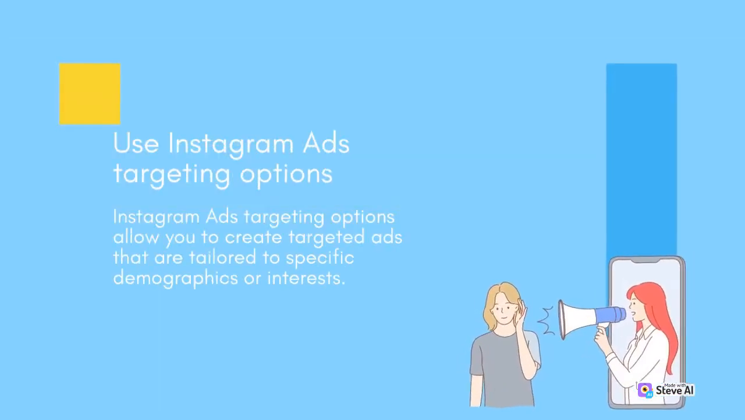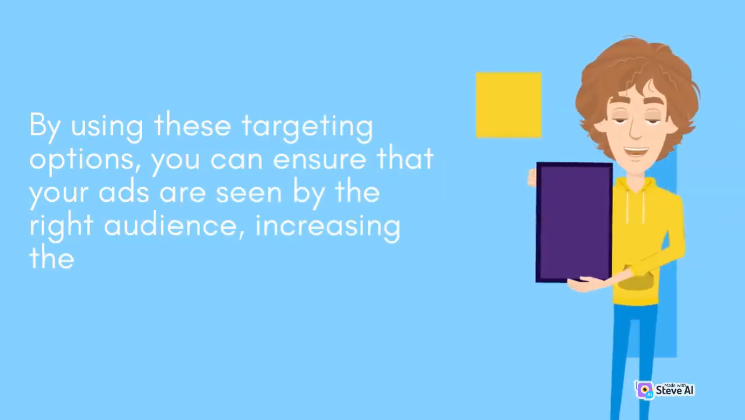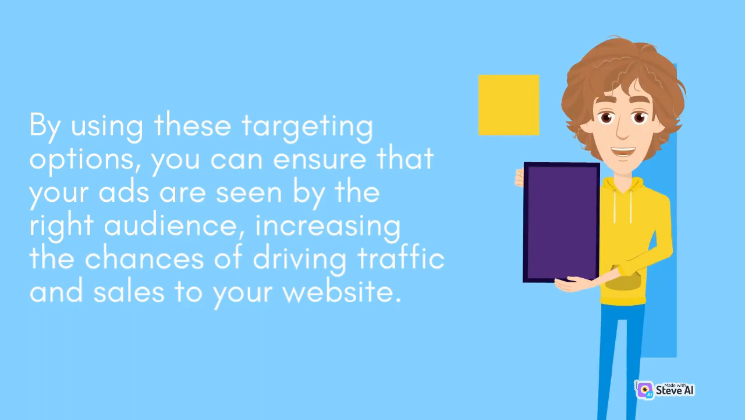Use Instagram Ads targeting options. Instagram Ads targeting options allow you to create targeted ads that are tailored to specific demographics or interests. By using these targeting options, you can ensure that your ads are seen by the right audience, increasing the chances of driving traffic and sales to your website.